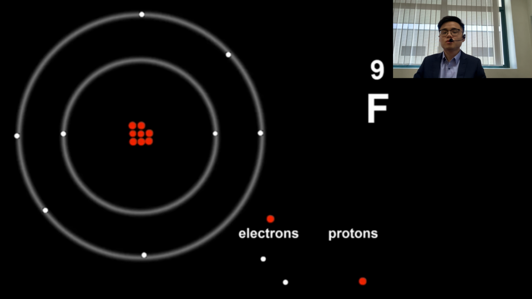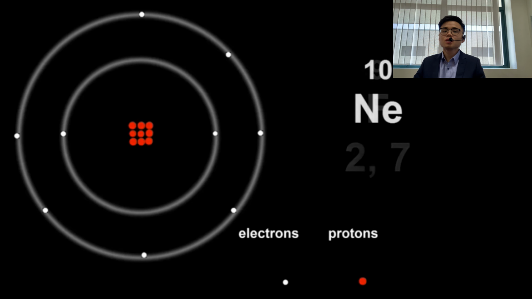And the next one is number 9, fluorine. It has 9 protons and 9 electrons. Electron configuration is 2, 7. 2 electrons in the first shell and 7 in the second shell. Lastly, we'll go through number 10, neon. It has 10 protons and 10 electrons. The electron configuration is 2, 8. 2 electrons in the first shell and 8 in the second shell.